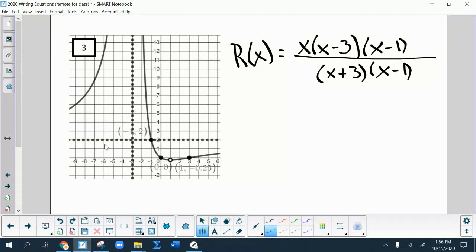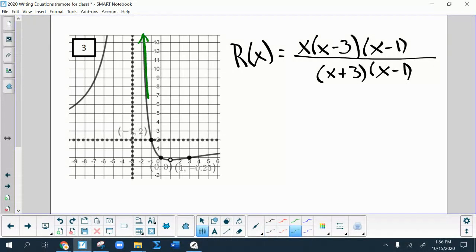Okay, so now when I look at this, I see I have a horizontal asymptote at 2, but I don't have it written so that I can have a horizontal asymptote. I have the numerator's power is 3 and the denominator's power is 2. And we need to use one more thing that we can get from the graph to help us with this.